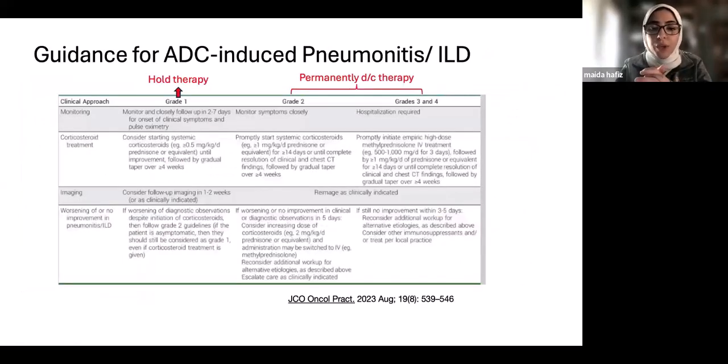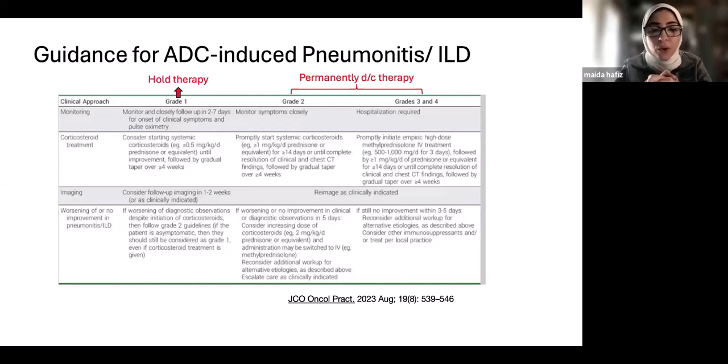With regards to the actual treatment for the pneumonitis, after your suspicion and after you've ruled out some of the other potential diagnoses, is to try and treat with steroids. So after holding therapy for grade 1 pneumonitis, you would treat it with systemic corticosteroids, prednisone in the outpatient setting at a dose of 0.5 milligrams per kilogram per day until there is improvement, followed by a gradual taper over 4 weeks. You would also follow them with imaging. The recommendation is every 1 to 2 weeks, but this can be a lot in actual clinical practice, and I think most people do it every 2 to 4 weeks.